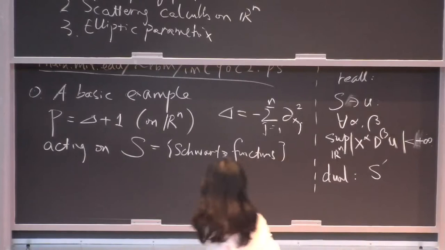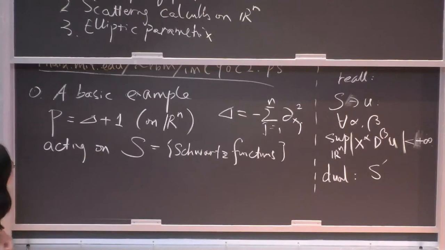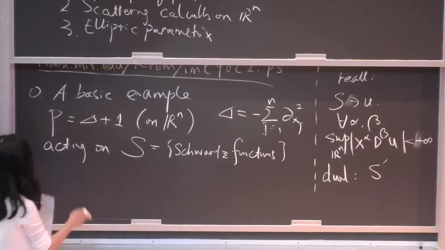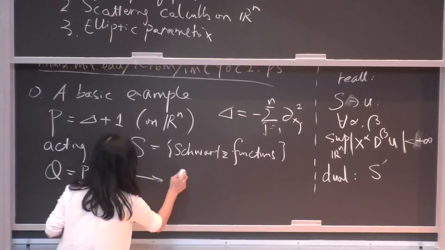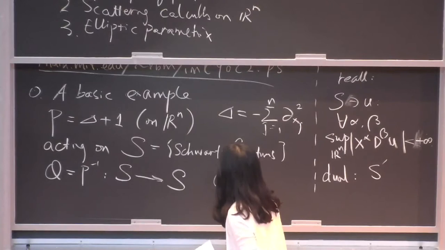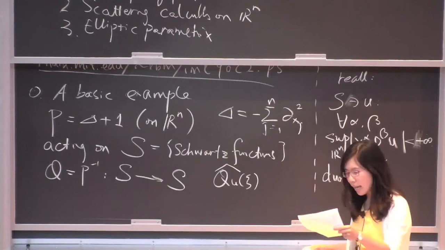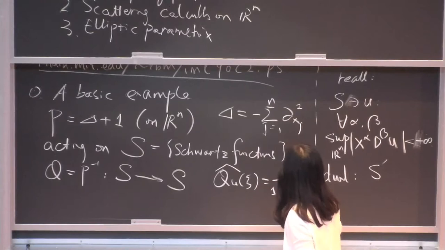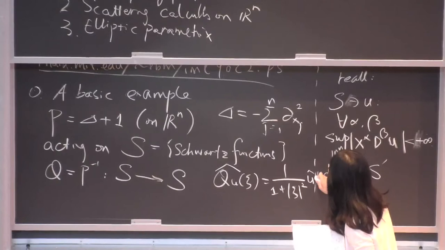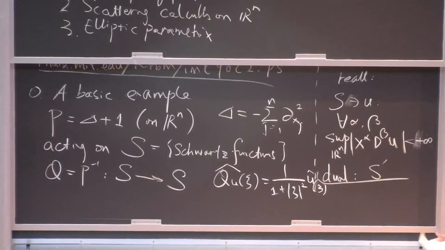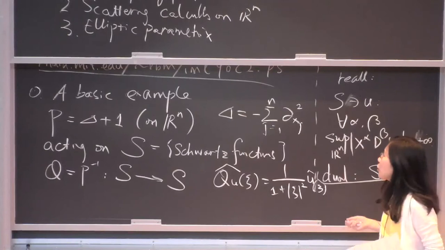All right, so this Laplacian plus 1 certainly acts on Schwartz functions, and its inverse, which I'm denoting by Q, is P inverse. It acts on Schwartz functions to Schwartz functions, and it can be written as follows. So Q acting on a function u, and I take the Fourier transform, with Fourier variable xi, is given by 1 over 1 plus xi squared times u hat. Okay, well, let me also write xi here. All right, you can easily see that by using the Fourier transform, and I'm going to do a version of it in just a few minutes.